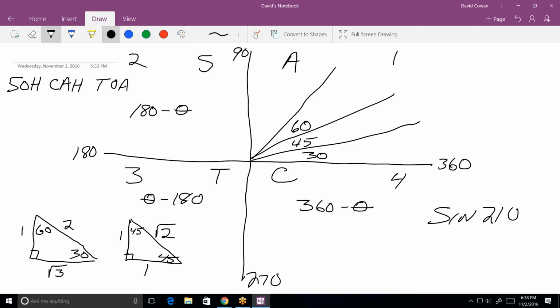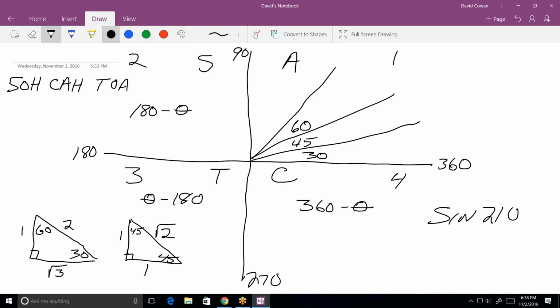So that's opposite over hypotenuse. So that's -1/2. Good. What's the sine of 315 degrees?